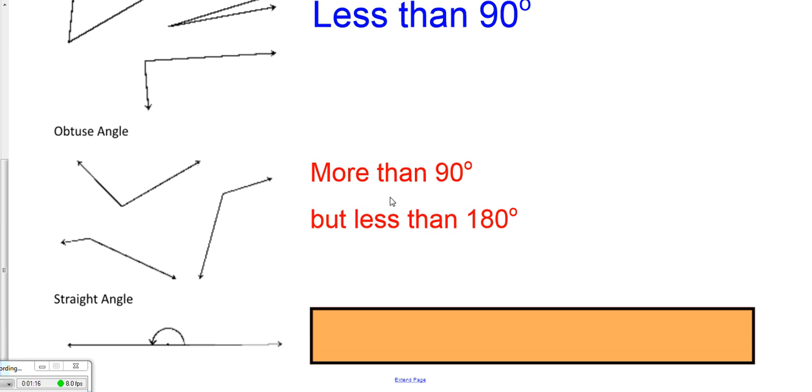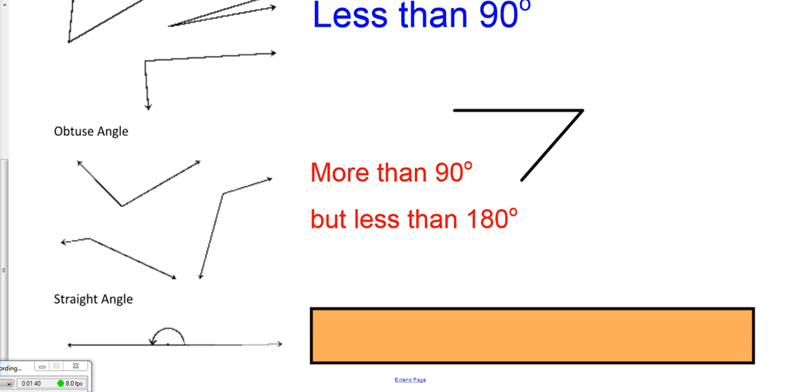Obtuse angles are angles that are more than 90 degrees but less than 180. We have to include the fact that they are less than 180 because if they were any more than 180, it would look something like this. Here is one part of it. Here it is acute. Here it is right, because it is 90. Here is obtuse. If I keep going past 180, now look at that, it's way too big.